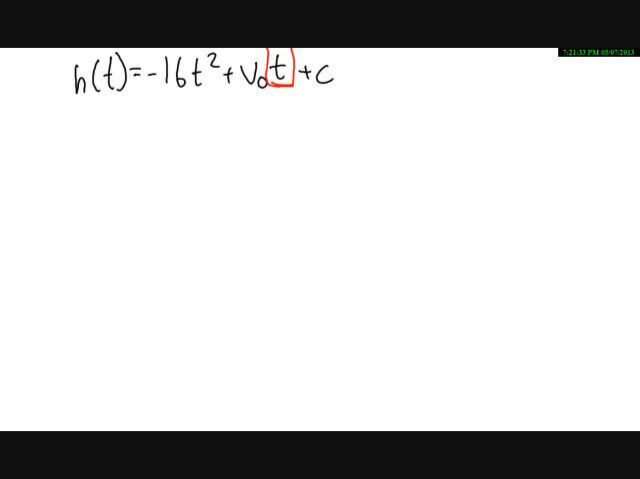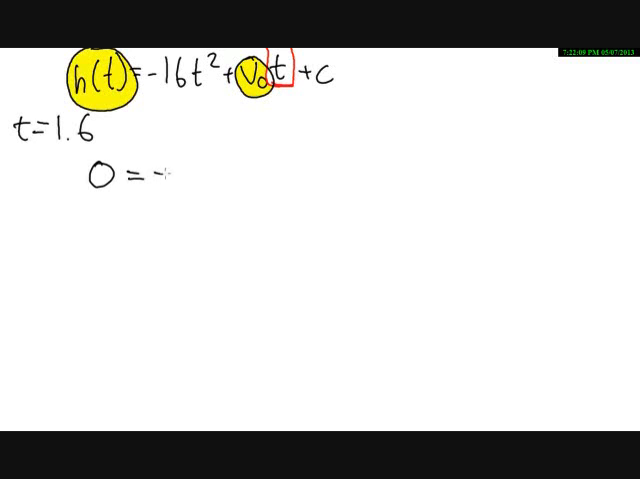Now we'll try to find out what our initial velocity was. We're trying to find this thing right here, our v sub 0. And how can we do that? Well, we know that it took about 1.6 seconds for the ball to hit the ground, and when it hits the ground it was at height 0, our ending. So we can replace h of t with 0.